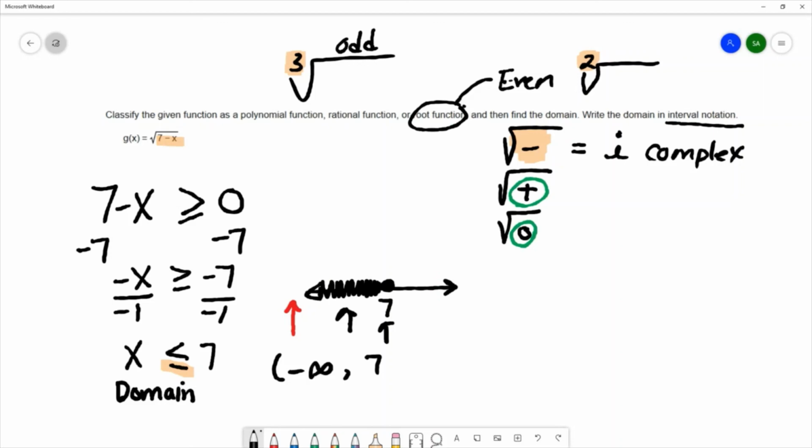And 7, in this case, we would put a bracket on that because 7 is included in the set, just like we made it with a filled-in dot because it was included. So our domain for the function g of x equals square root 7 minus x is negative infinity to 7.